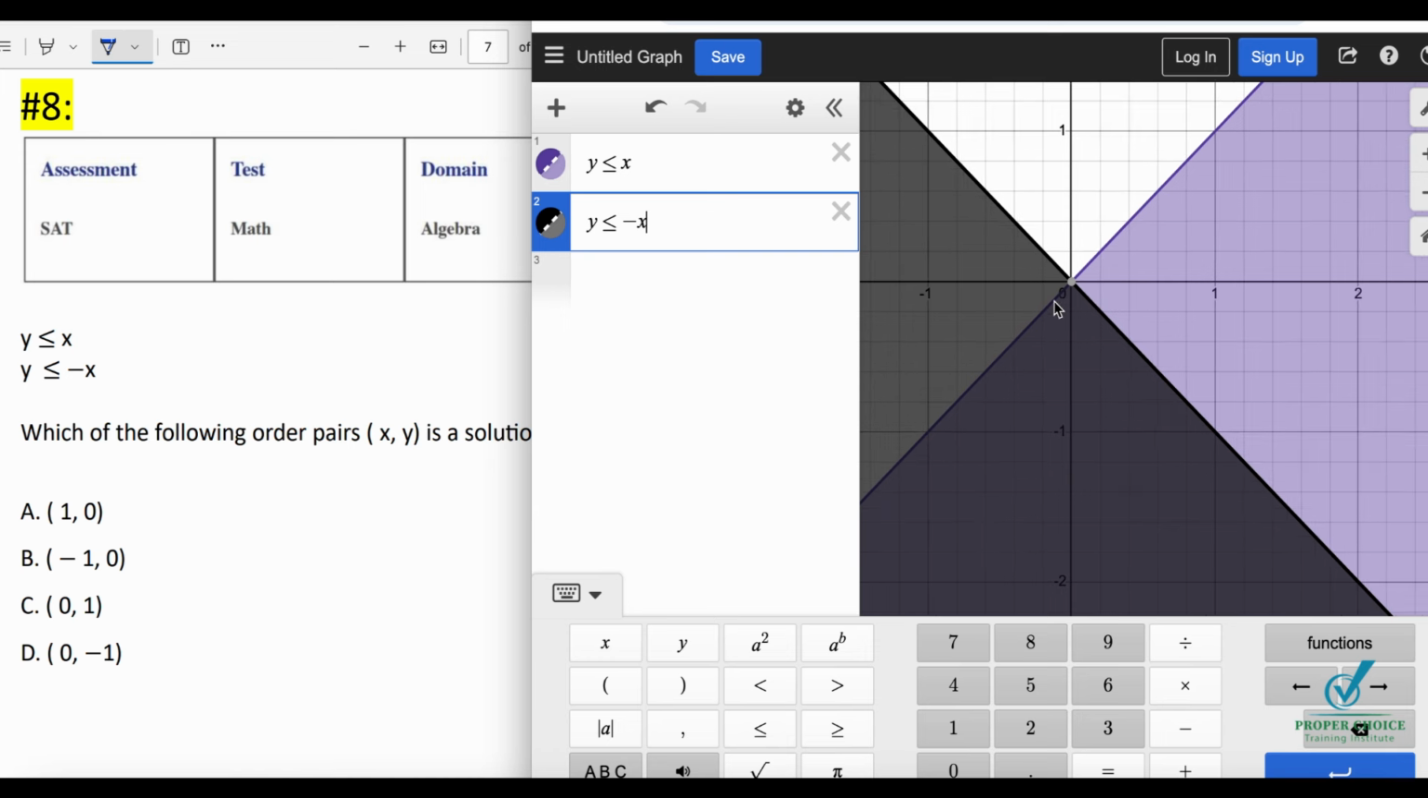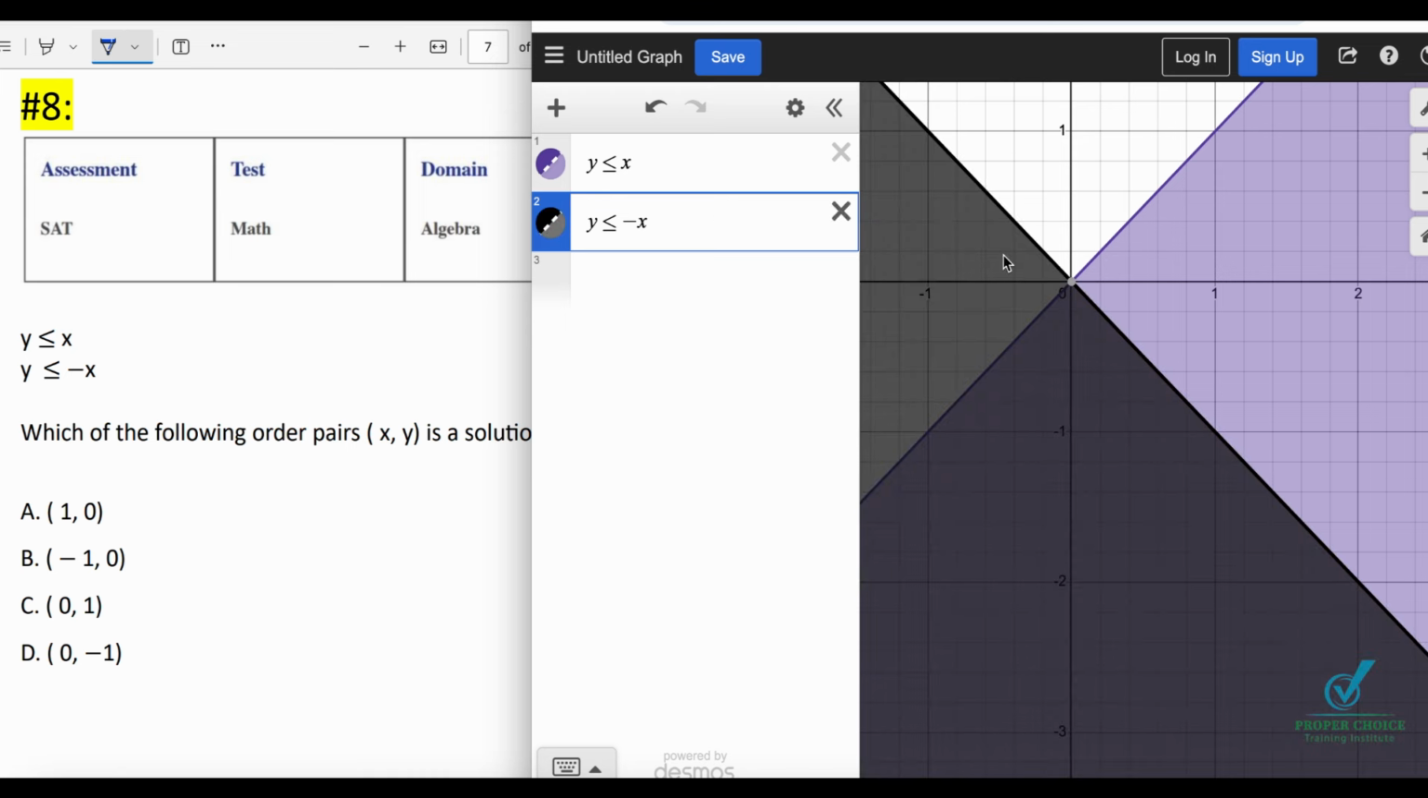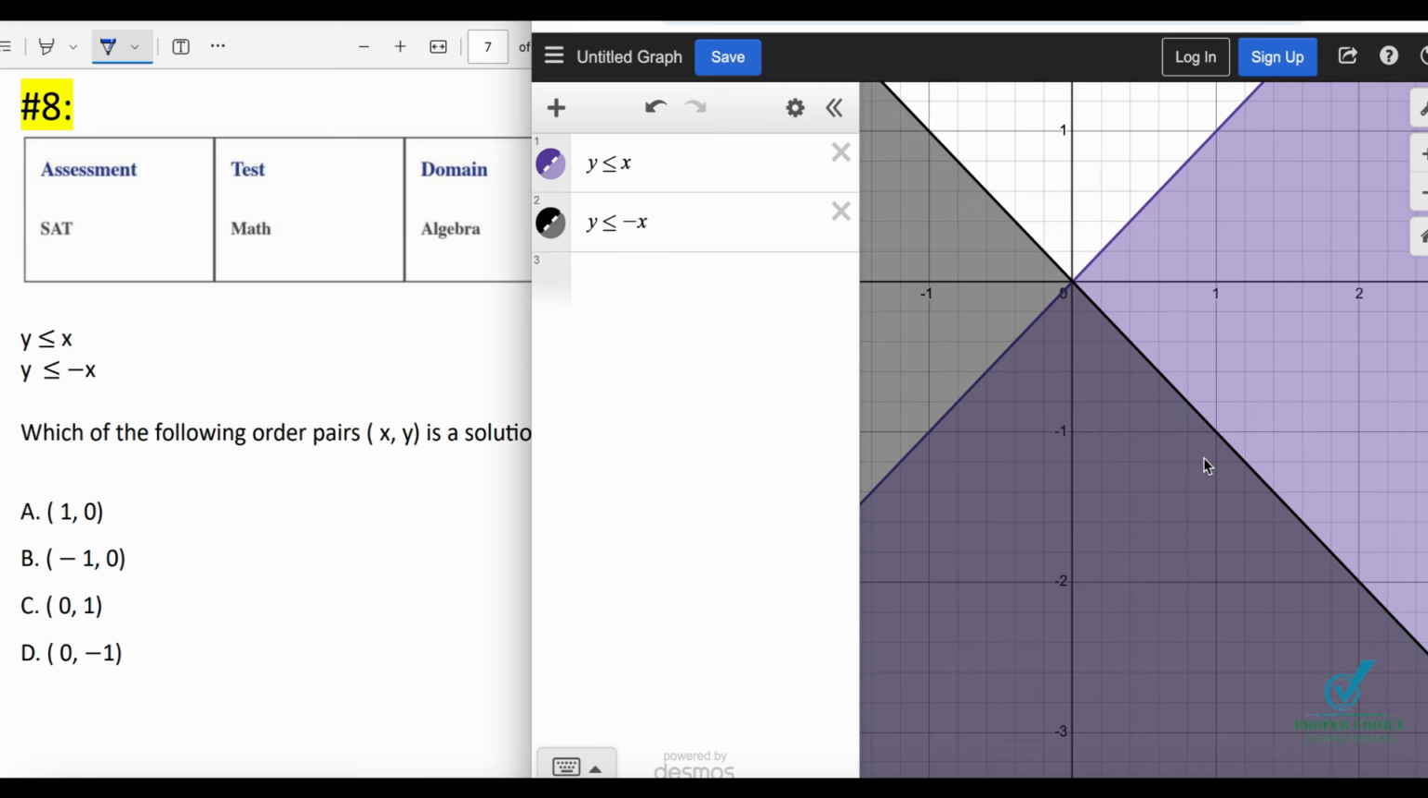Now which is the common region? You can see this is the shaded region for the first equation, and this is the shaded region for the second equation. The common region, whatever you are seeing here, the region showing in the dark, is the solution for the given system. Now the points which lie in this common region are the solutions.